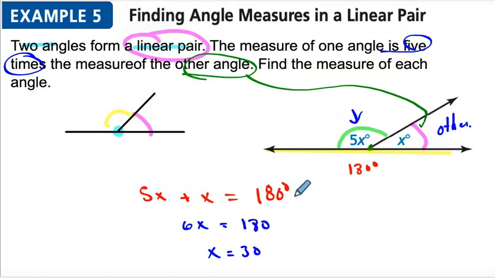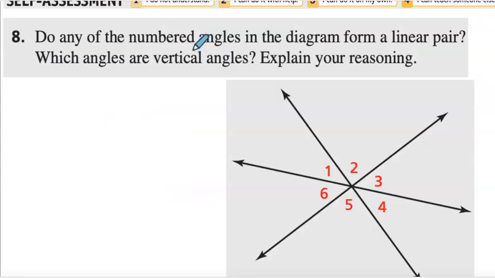All right, and then the x equals 30, so this one's going to be 30 times 5, or 150 degrees, leaving this one to be 30 degrees, getting a total of 180 degrees. Here's another example for you guys to try. This one's identifying a linear pair and vertical angles.